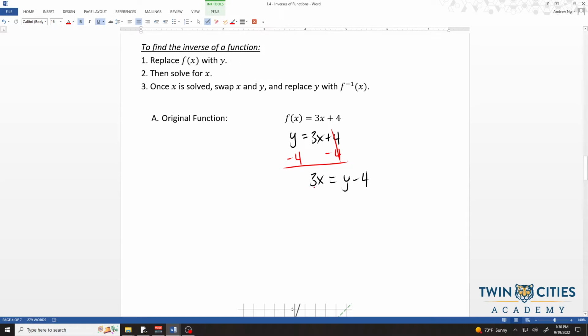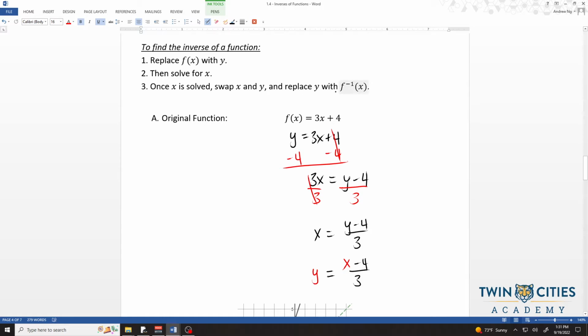Then let's divide both sides by this 3. All right, what am I left with? X equals y minus 4 over 3. I've solved for x. I've got x by itself. And now, once x is solved, I'm going to swap x and y. So anytime I see an x here, this is going to become a y. And anytime I see a y, this is going to become an x. So I've got y equals x minus 4 over 3.